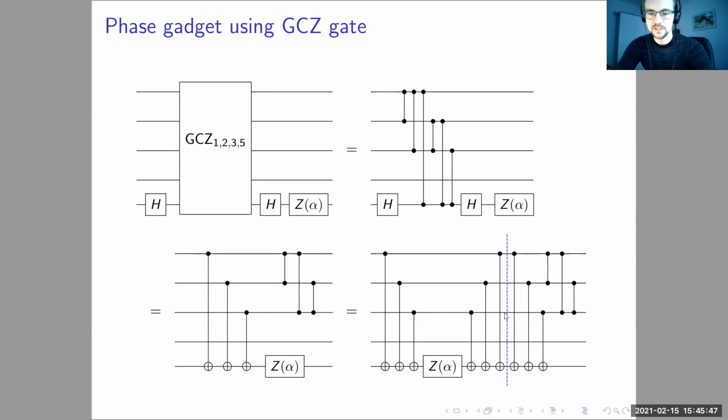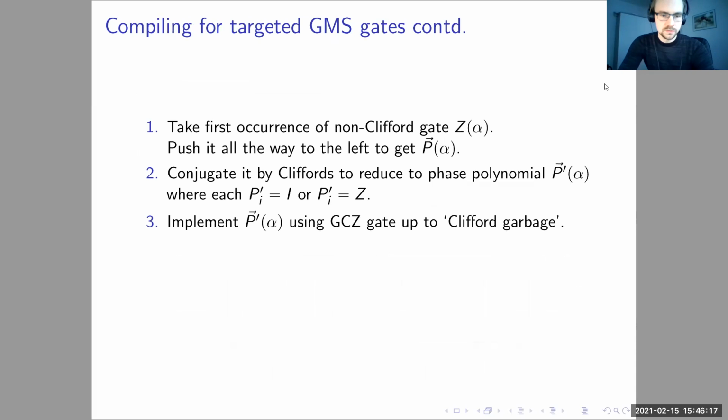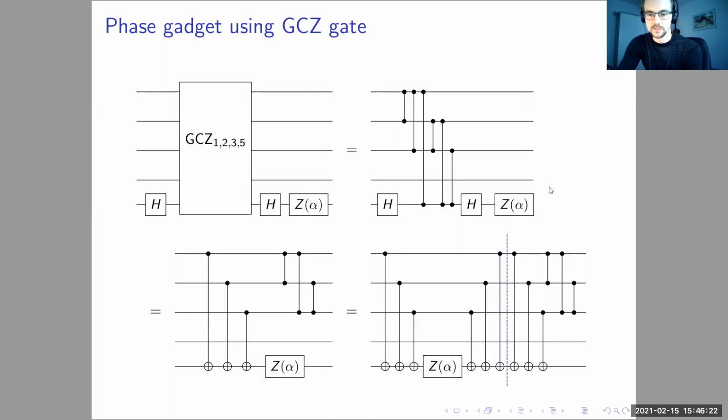So now we can see this as the dividing line between the compiled circuit, the stuff that is done, and the uncompiled circuit. I like to think of this in the same way as in the circuit extraction papers, for people familiar, where this is the frontier between the parsed circuit and the unparsed circuit. Okay. Now this is the crucial observation of the paper. So if this is not clear, then please ask questions now. Okay. So this is implementing this phase gadget up to Clifford garbage. The Clifford garbage is the stuff here on the right.